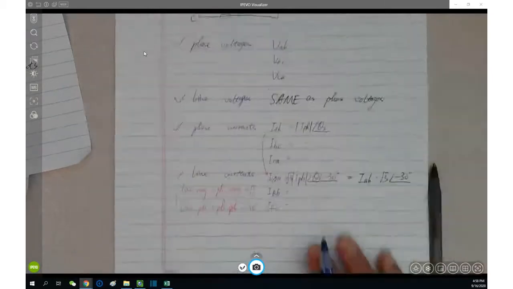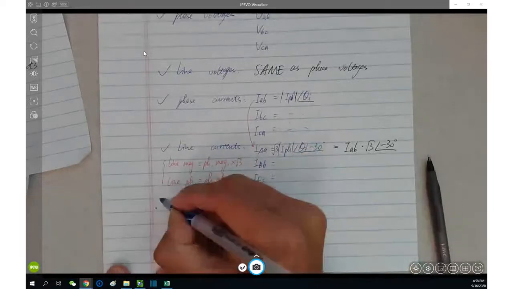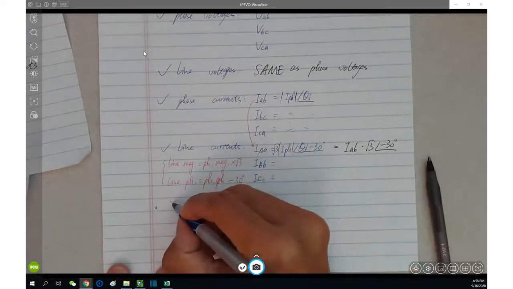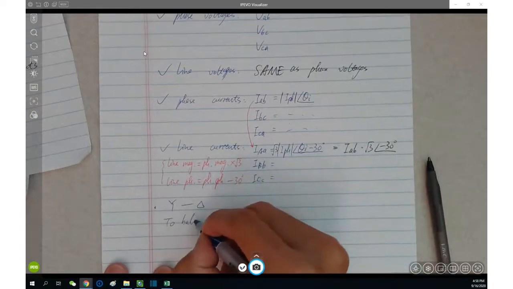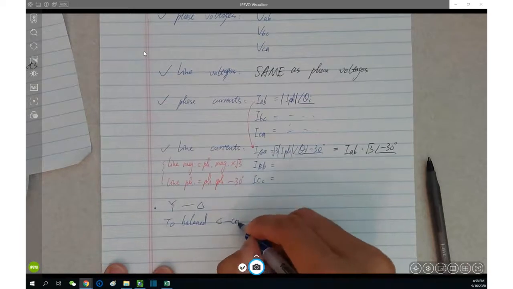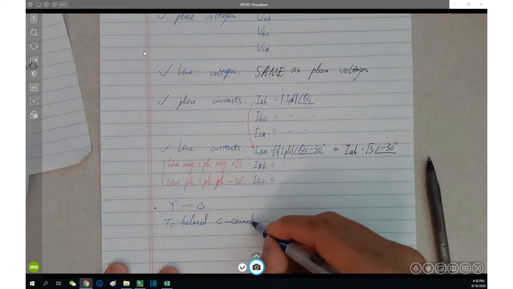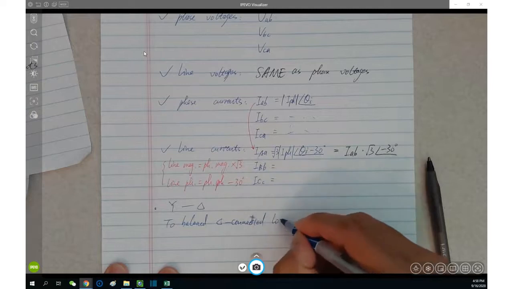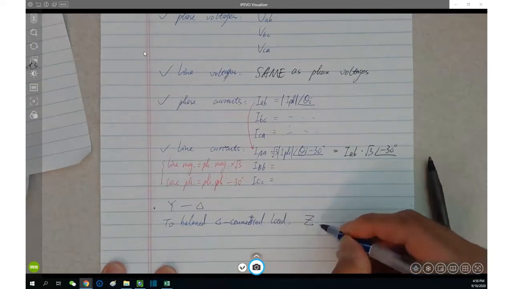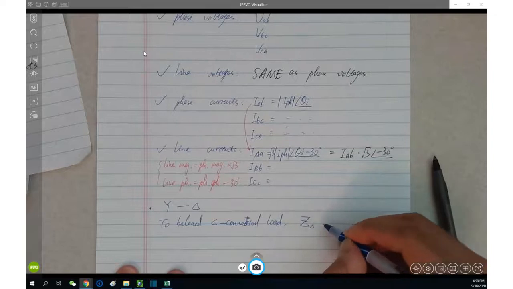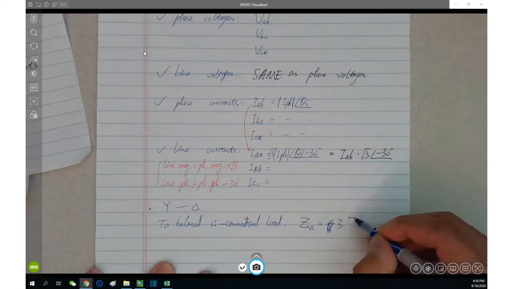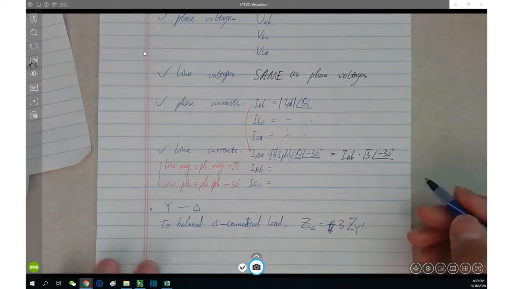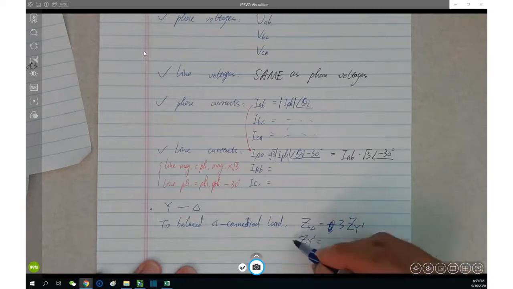And of course, never forget there's a conversion between Y and delta. To balance delta connected load, Z delta equals to 3 times ZY prime. In other words, ZY prime equals to 1/3 of Z delta. What is it talking about?